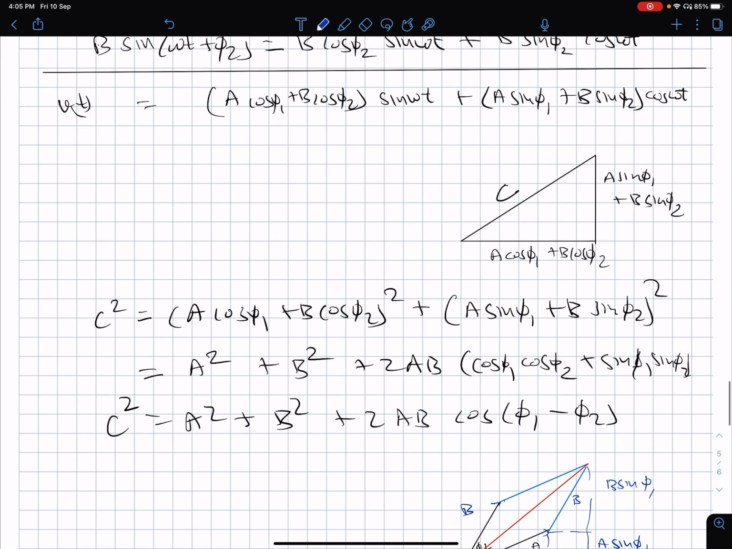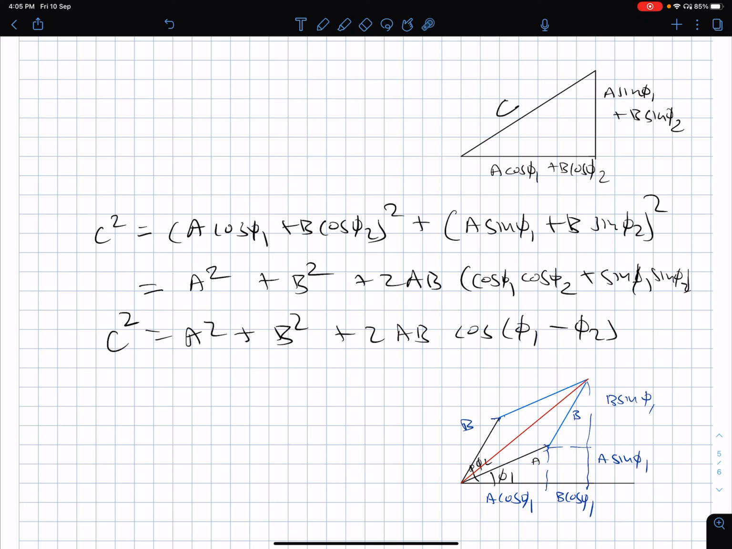So therefore, what you have essentially drawn here is the same triangle. This is A cos phi 1 plus B cos phi 2, and A sin phi 1 plus B sin phi 2, and hence the resultant of the parallelogram is essentially this one, which we just calculated. This is the right angle triangle, and therefore this is the resultant.